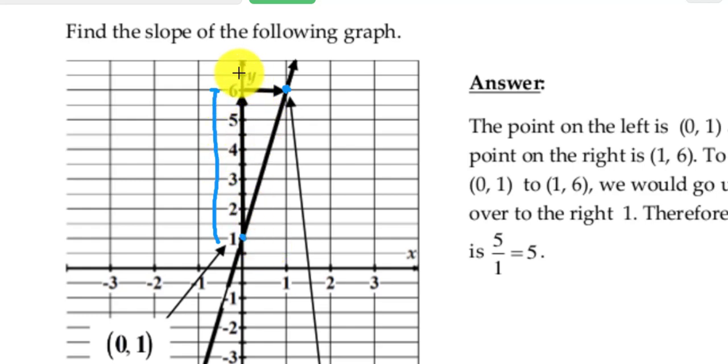And how many units did we run? From here to here is 1 unit. So that's where you see 5 over 1, right? My rise over run is 5, all right, 5 over 1. So the slope would be 5.